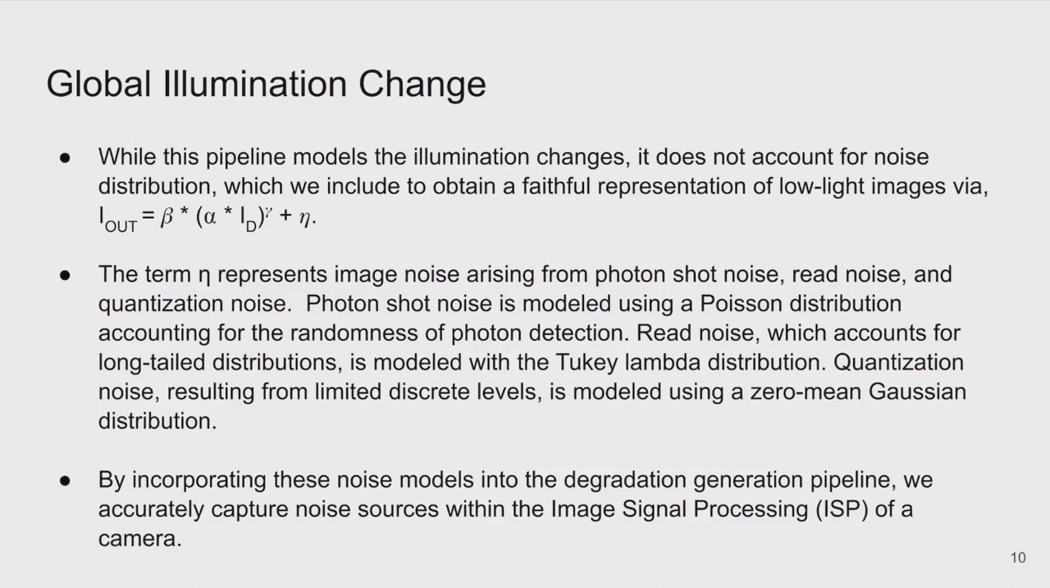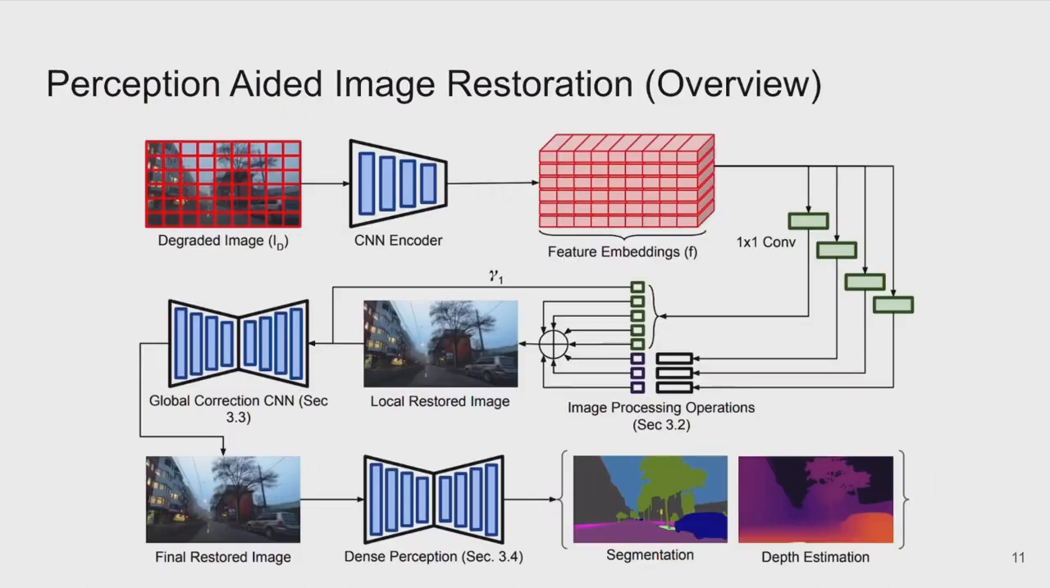Quantization noise resulting from limited discrete levels in the digital space is modeled using a zero-mean Gaussian distribution. By incorporating these noise models into the degradation generation pipeline, we accurately capture noise sources within the image signal processing of the camera.